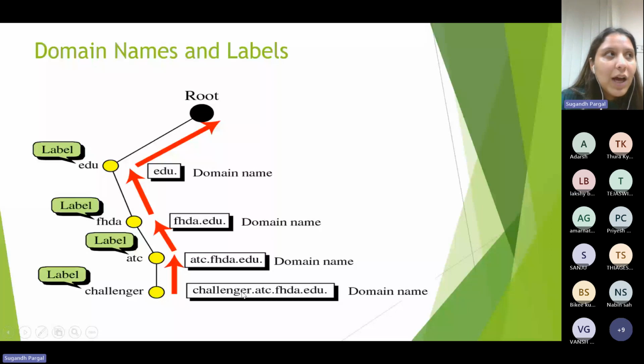So this challenger was the main subdomain, which is a part of the atc.fhda.edu domain name. Then this is indirectly a part of the fhda.edu domain, and then it is again a part of the edu domain. So under edu, then it is fhda, then atc, and then challenger. Based on this, it finds out the IP address for that particular hierarchy.